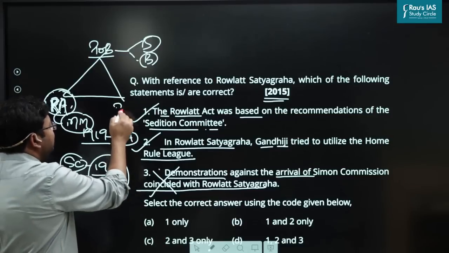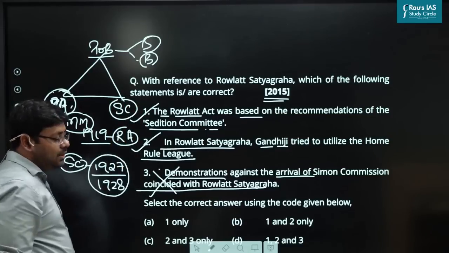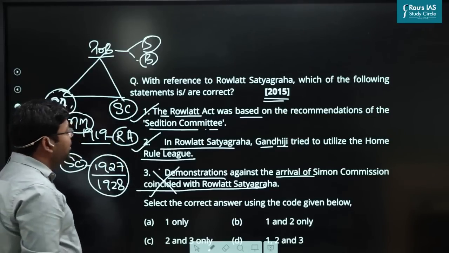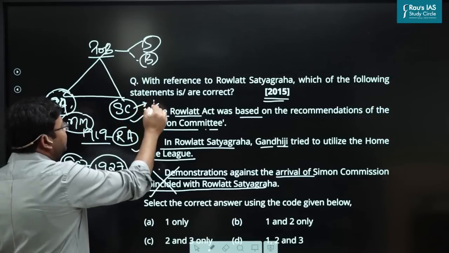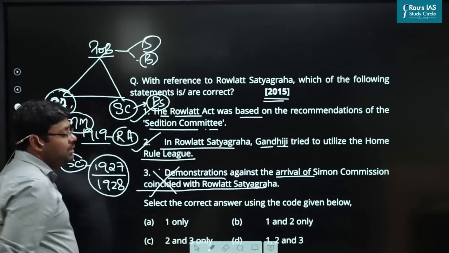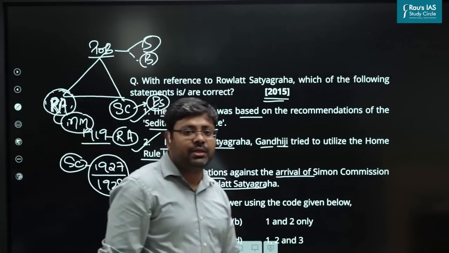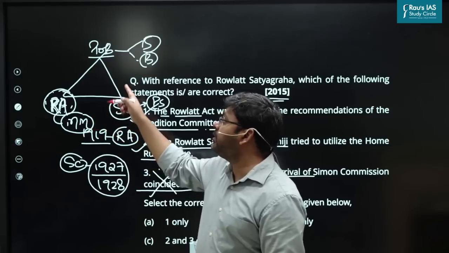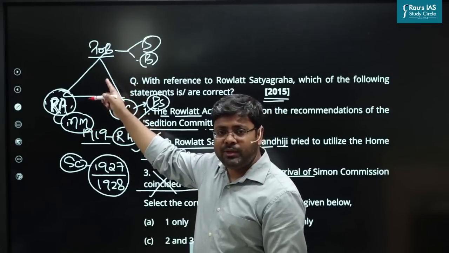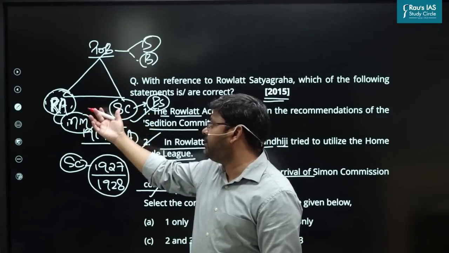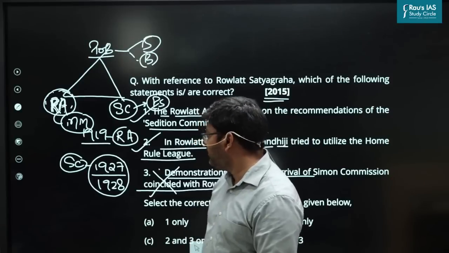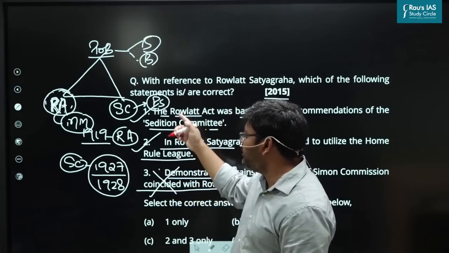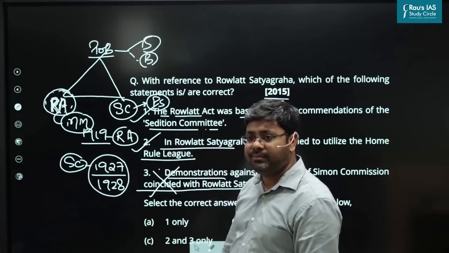The third deflection was Simon Commission, because after Simon Commission, we demanded Purna Swaraj. That was another permanent deflection in the national movement. So there were three permanent deflections in the national movement: partition of Bengal, Rowlatt Act, and Simon Commission. Simple. The third statement is wrong. First and second, they are correct.